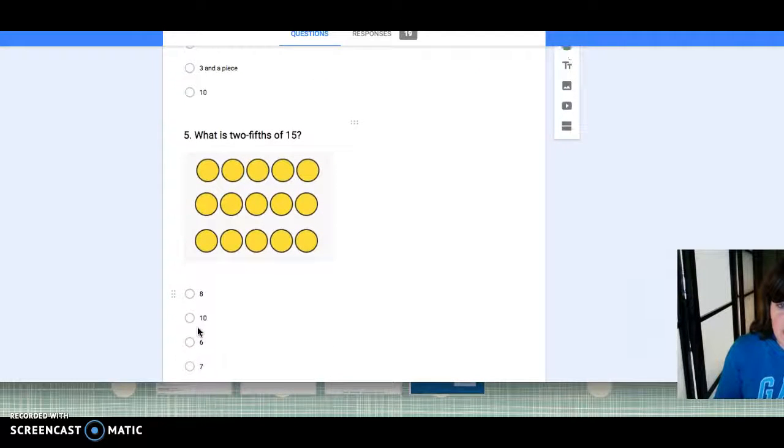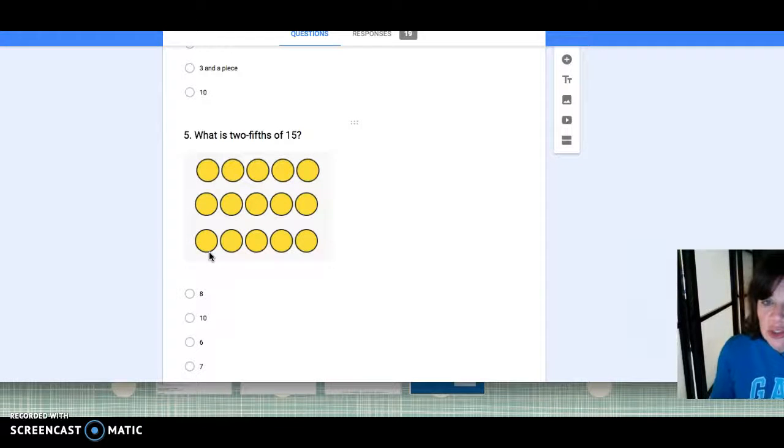What is 2/5 of 15? Well, if I divide this picture into 5 groups, because I'm always looking at my denominator, I can see that in 2/5 there are 6 circles. So the answer was 6.